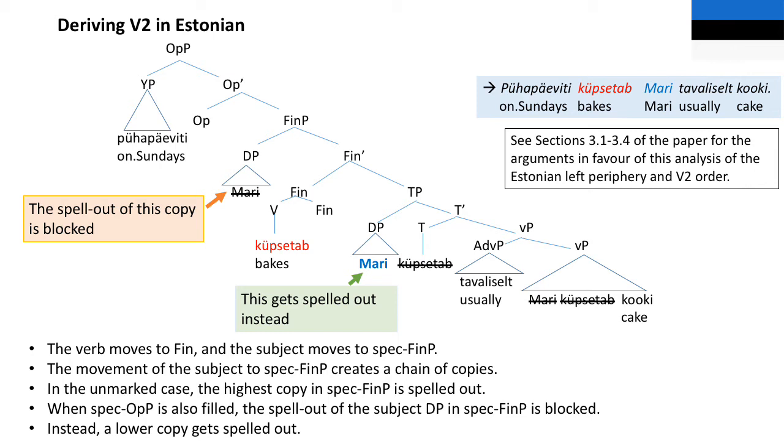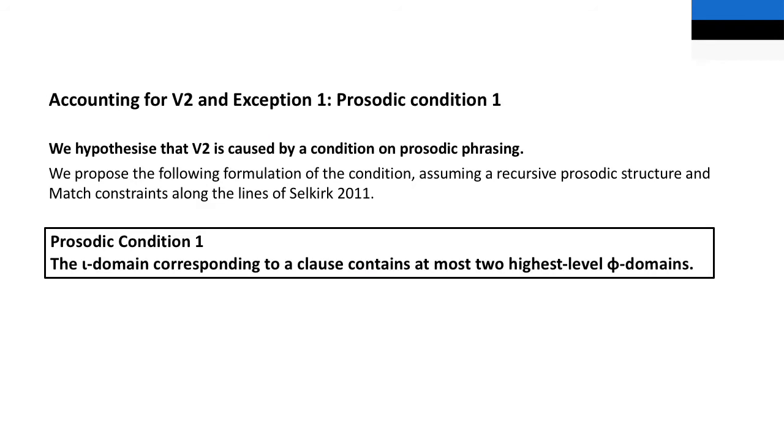What is it that blocks the spellout of the higher copy of the DP subject, and why doesn't it apply to weak pronouns? Given that the condition behind the V2 order affects full DPs but not weak pronouns, we propose that the condition is prosodic in nature. What distinguishes weak pronouns from full DPs prosodically is that they do not affect prosodic phrasing. We therefore hypothesize that the spellout of the highest copy of the subject is blocked by a condition on prosodic phrasing.